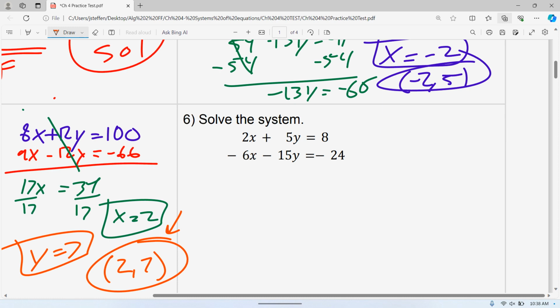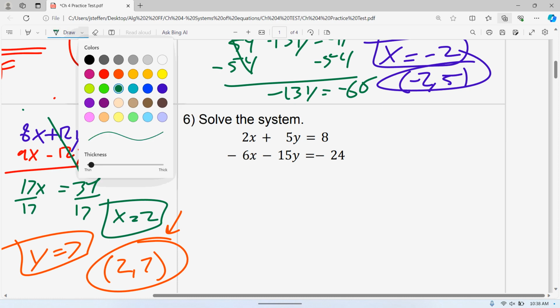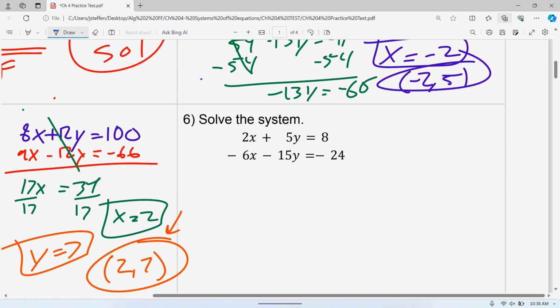So we are with elimination with this one as well. So I'm going to multiply the top one by 3. That gives me 6x plus 15y is equal to 24. The bottom one is negative 6x minus 15y is equal to negative 24.